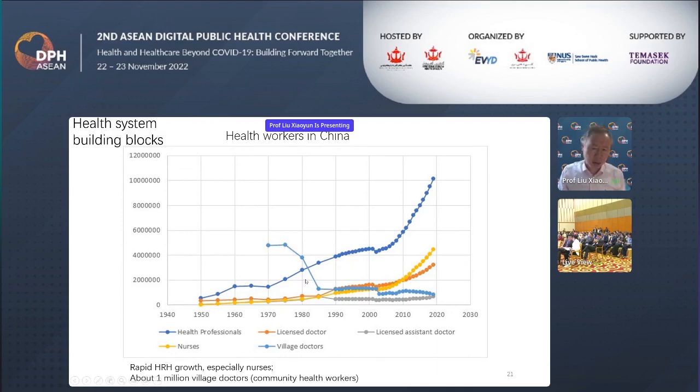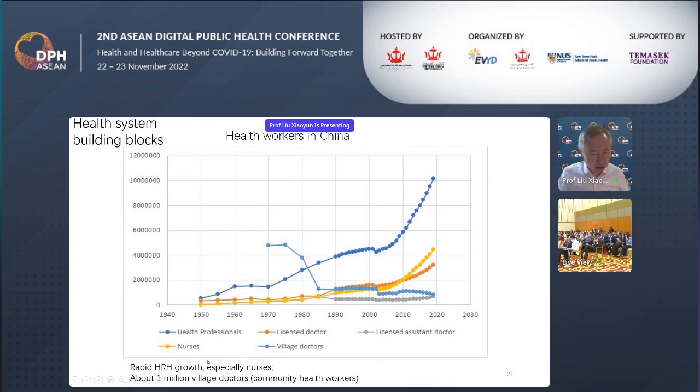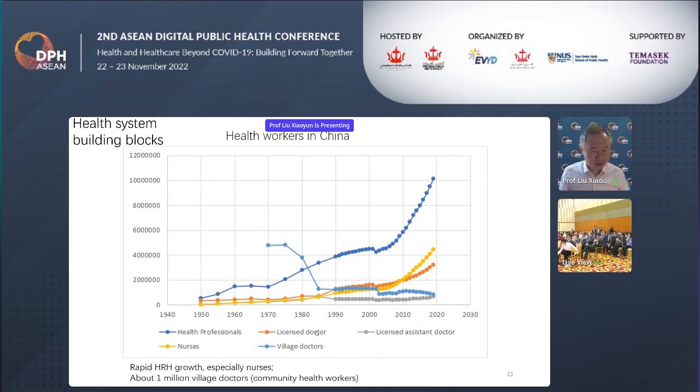Another type of health worker is the barefoot doctors. This is the light blue line. Starting in the 1970s, we developed training for the barefoot doctors, which is a famous term from China's experience. But in the mid 1980s, we stopped training the barefoot doctors. They all transformed to village doctors. Over the half century, we have about 1 million village doctors. They are a type of community health workers. They are very important in providing primary health care in the rural health facilities.